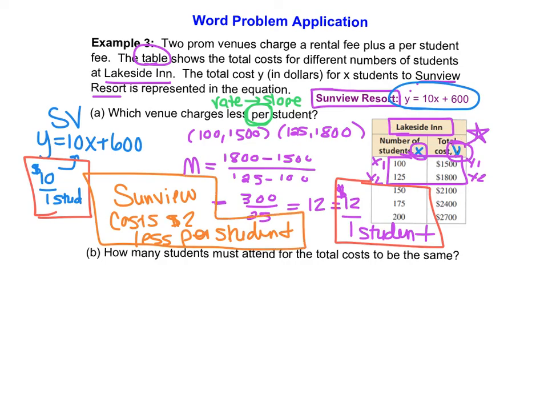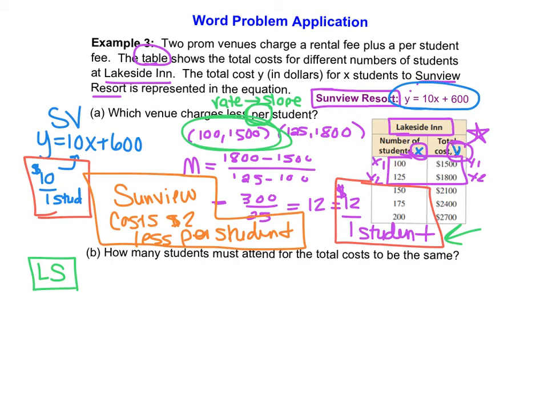Okay, so moving on to part B, it says how many students must attend for the total costs to be the same. Now, in order to calculate this, we're going to have to create an equation for Lakeside Inn because that's really the only way to compare them easily. So I'm going to use this slope and I'm going to use this point right here, and I'm going to create an equation for Lakeside Inn.